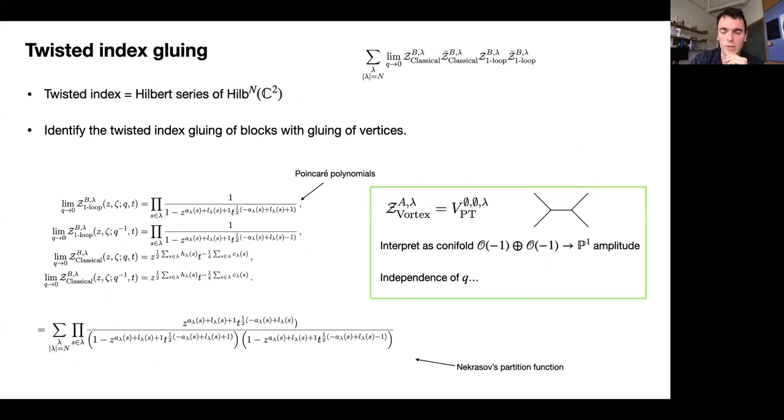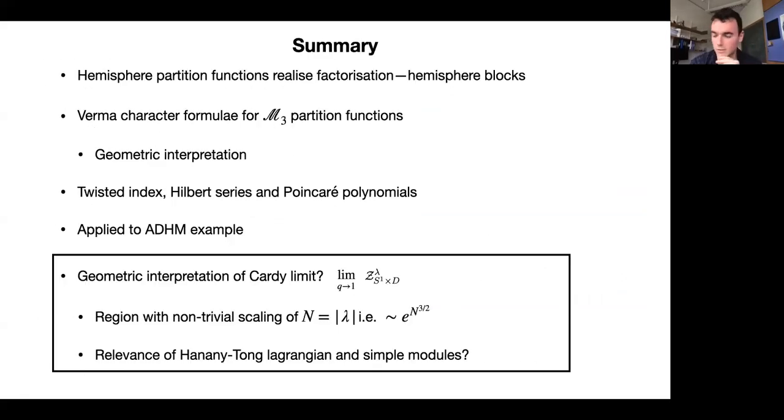I was going to say something about the twisted index gluing, but since I've already gone over, I think I'll summarize. We showed that hemisphere partition functions essentially coincide with holomorphic blocks, but you can give them a nice UV boundary condition prescription. Using holomorphic factorization and the fact that hemisphere partition functions compute Verma module characters, we can obtain nice formulae for 3-manifold partition functions glued out of Verma module characters. We discussed the twisted index and the relationship between the Hilbert series and, via factorization, Poincaré polynomials of vortex moduli space. And I tried to show these ideas for a more interesting example, the ADHM quiver.